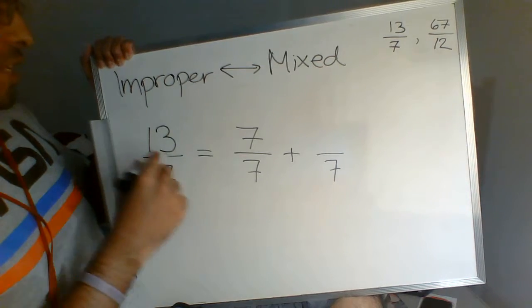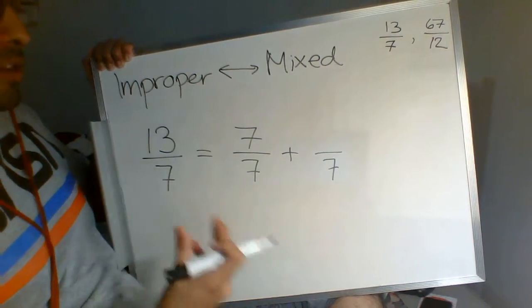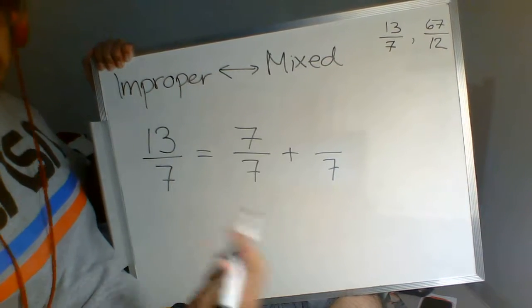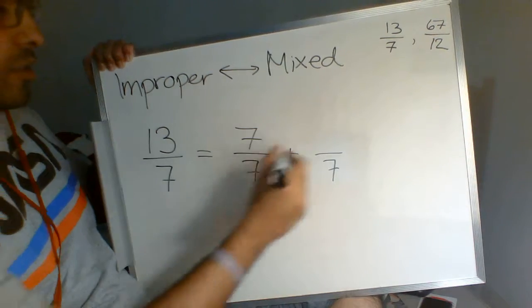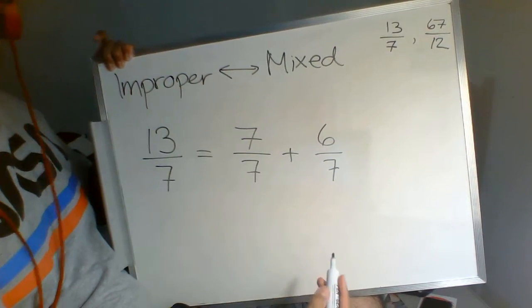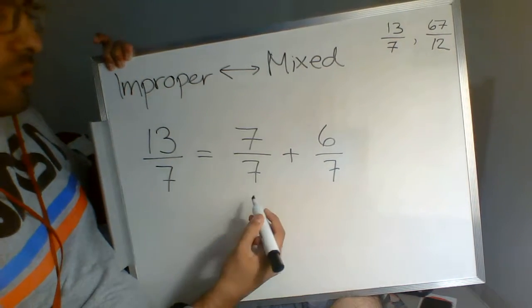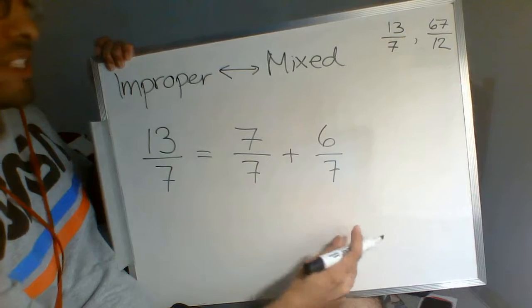So if you take that 13 and you break it into groups of 7, you'll find that you can only fit one complete group of 7 in there before you start to run out, because as soon as you take 7 away from that 13, you're only left with 6. You can't make another whole group of 7 over there. So you're left with 7 over 7, or 7 sevenths, plus 6 over 7, or 6 sevenths.